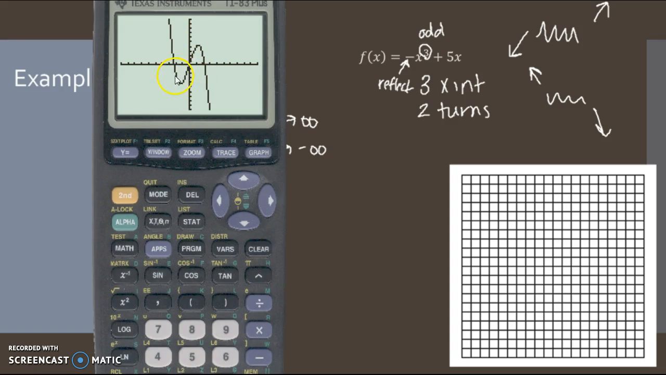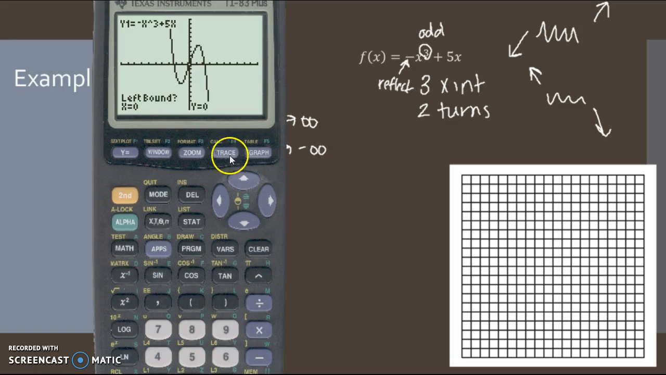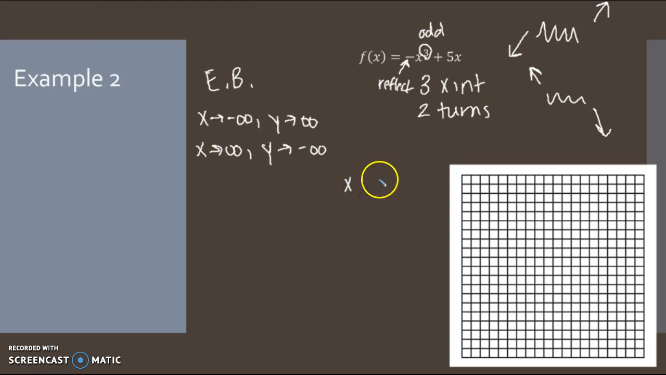To find my x-intercepts, I'm going to go to second trace, zero. Remember, solution, root, zero, x-intercept all mean the same thing. It's going to ask me 3 questions: left bound, right bound, and guess. So I'm going to get my cursor above for the left, below for the right, and then tell it to guess. So I've got a zero at negative 2.24. The other one I saw was at 0. That one's at the origin, so that was a little easier.